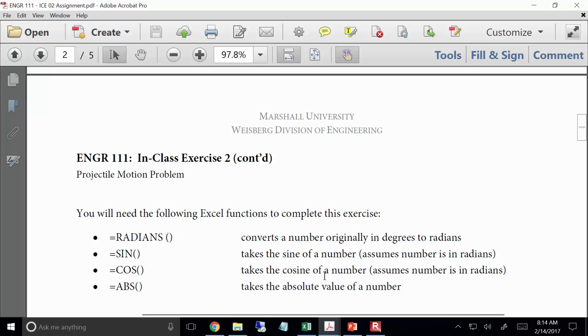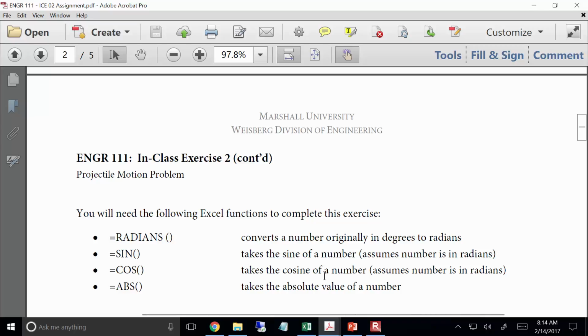Now that's converting to radians. Sines and cosines, that's simple, just equals SIN, equals COS. And then we're also going to need ABS, the absolute value of a given number. Everybody all right with that? So if you've got a negative quantity, that'll automatically turn it into a positive quantity. Sound good? Okay. Now, let me explain one thing.